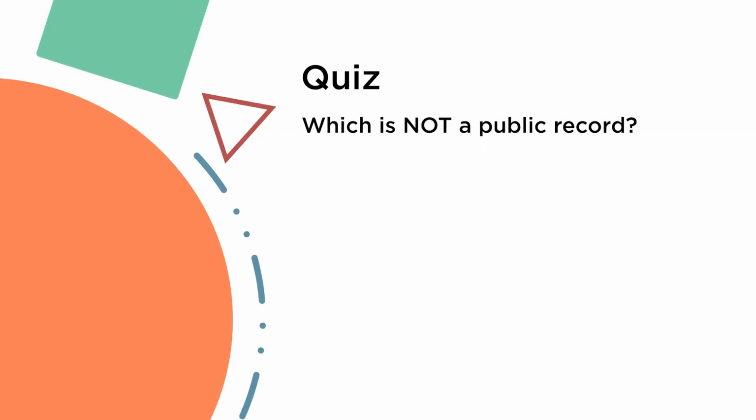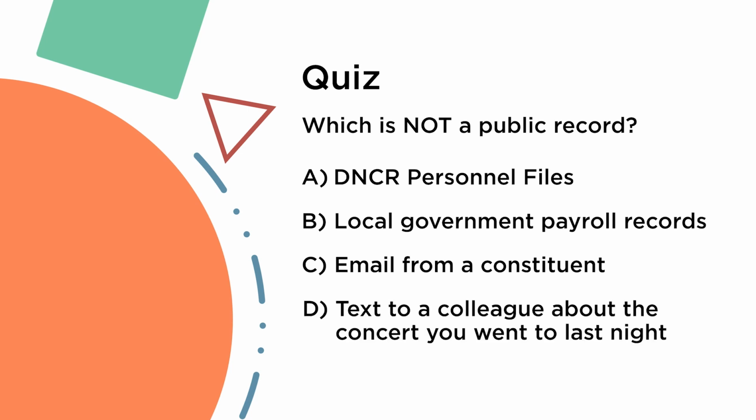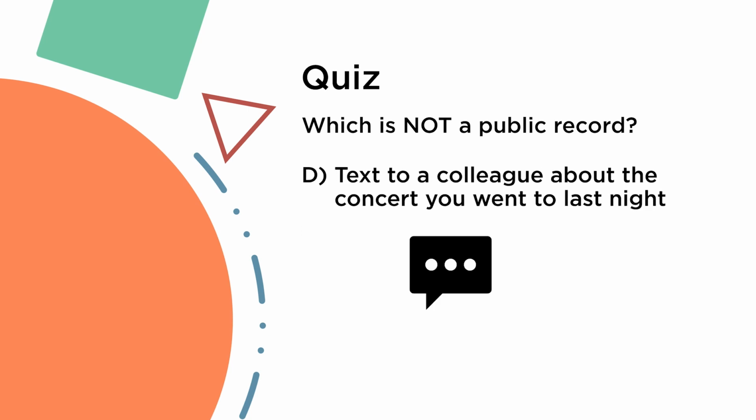Which of the following is not a public record? Is it DNCR personnel files, local government payroll records, an email from a constituent, or a text message to a colleague about the concert you went to last night? That's right. A text message to a coworker about a concert you attended is not a public record.